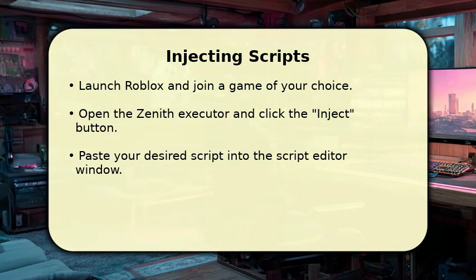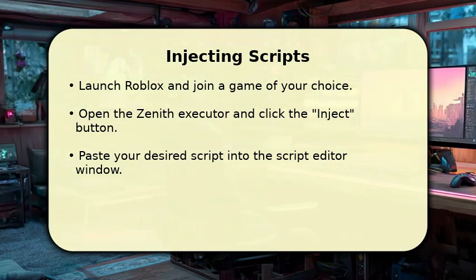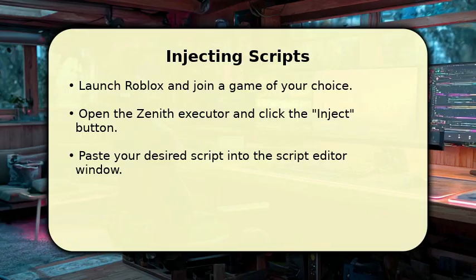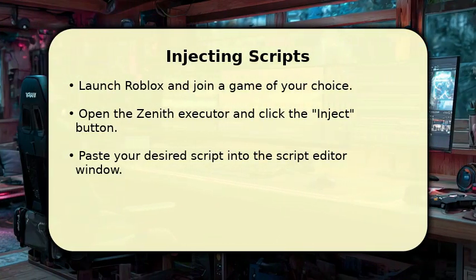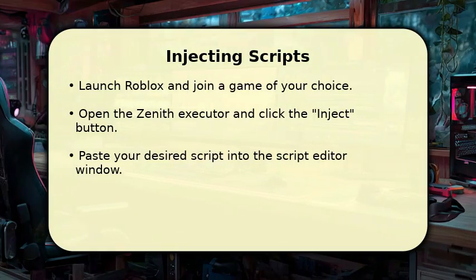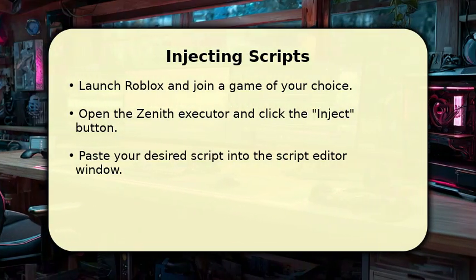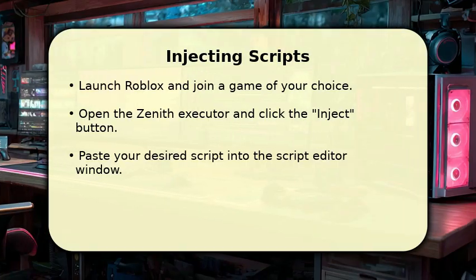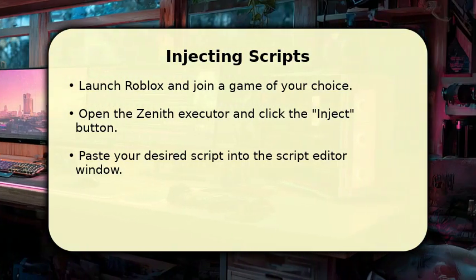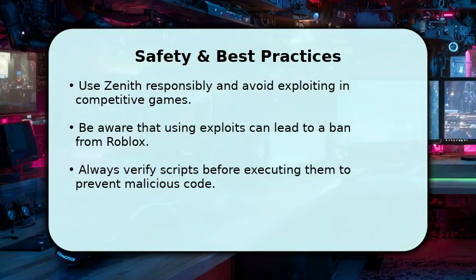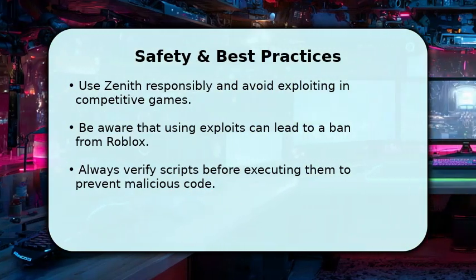Next, open the Zenith executor and locate the Inject button, clicking it to connect Zenith to your game. Then, paste your desired script into the provided script editor window. Finally, with your script in place, simply click the Execute button to run it, instantly applying its effects within your chosen Roblox experience. When using Zenith, always prioritize responsible behavior.